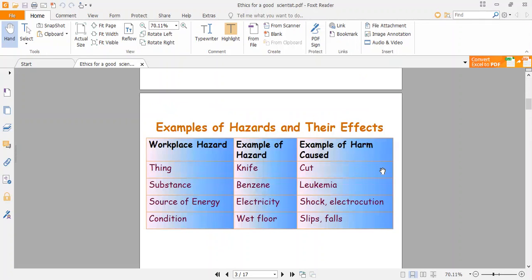Hazard can be of different types. Like if you are using a knife, there is a hazard of cut. If you are working with electric appliances, there is a hazard of electric shock. And if you are working on a wet floor, there is a hazard of slip.